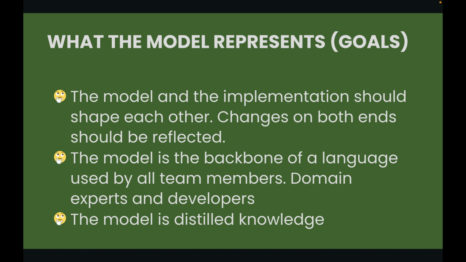What are the goals? The model and the implementation should shape each other. Changes on both ends should be reflected. So if my implementation is in code, I do expect that every time I make changes to a model, they are also reflected in the code and vice versa. We don't want a case where they deviate and when you go to read, let's say, a design doc, there's no resemblance to what is in the code. We need them to be shaping each other. So that's what that means.